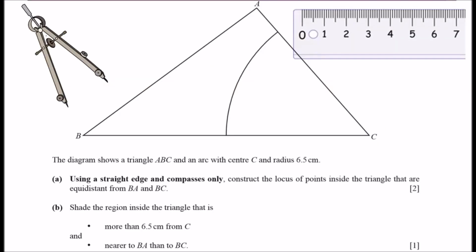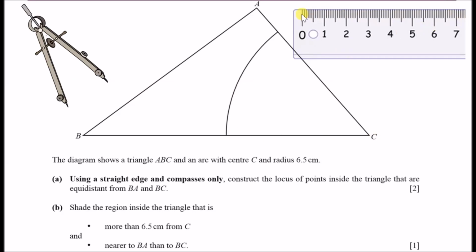Okay, next question. So this one is a bit different to other questions. The main reason is that I would have to draw and do some construction, which is actually quite challenging on the computer. So what I'm going to do is show you guidelines on how to do it and how to get the answer. So I hope this question proves to be useful. So let's have a look. So the diagram shows a triangle ABC and an arc with a center C and radius 6.5. So we're talking about the radius from C to here.